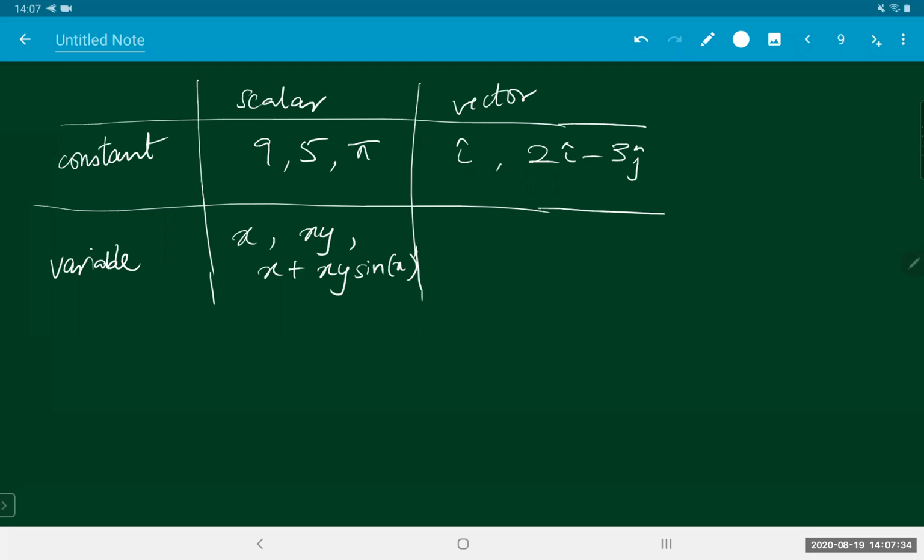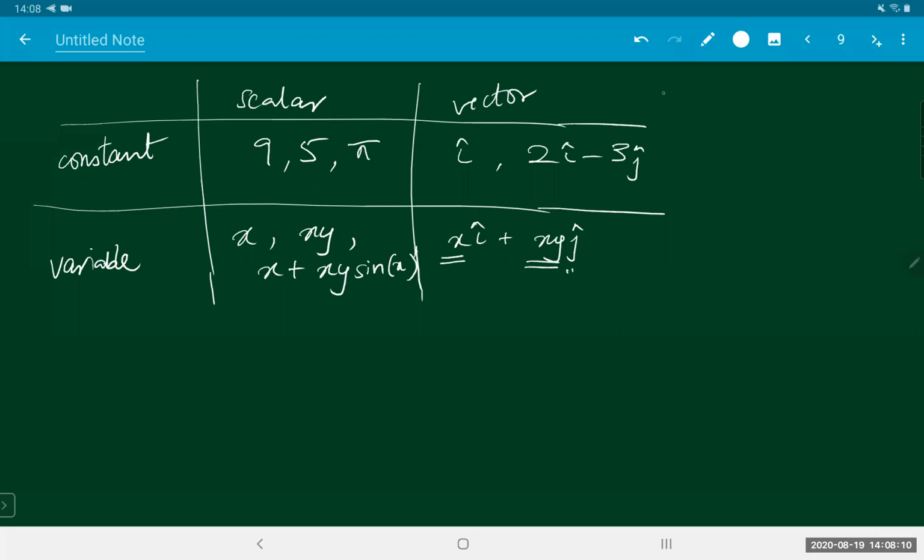And what would be a variable vector? Something like xi plus xyj. So the x component and the y component don't necessarily have to depend only on x and y respectively. The components can depend on all of them, x, y, z, everything. It's just that this is the component in the x direction and this is the component in the y direction, right? Okay.